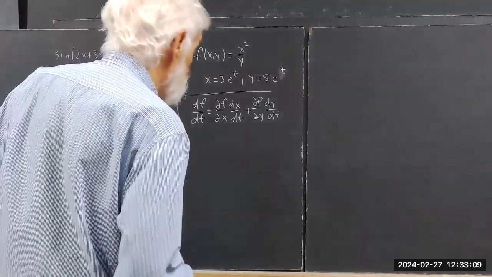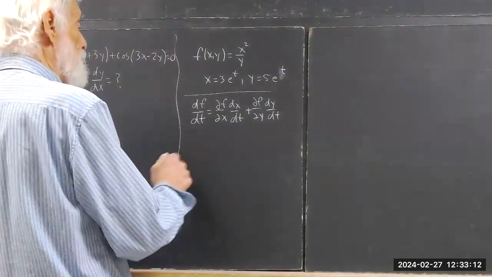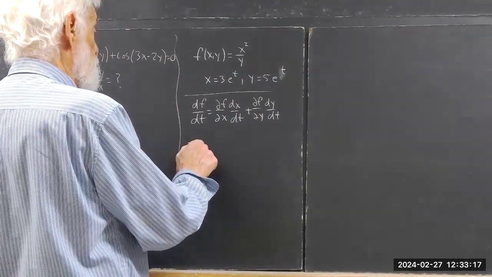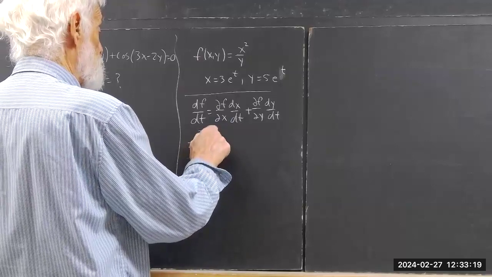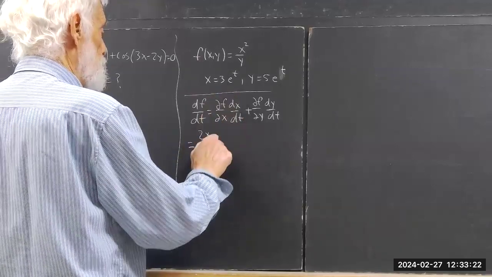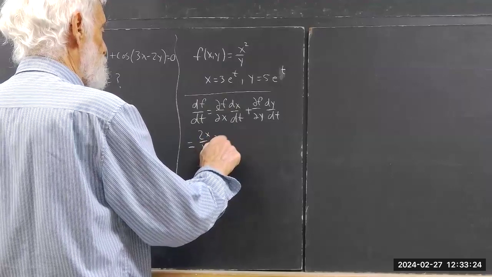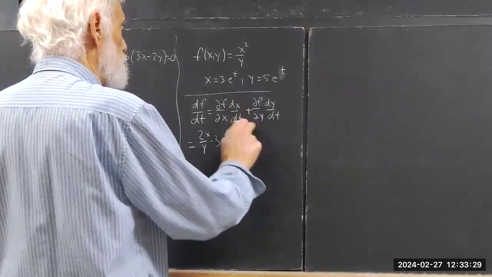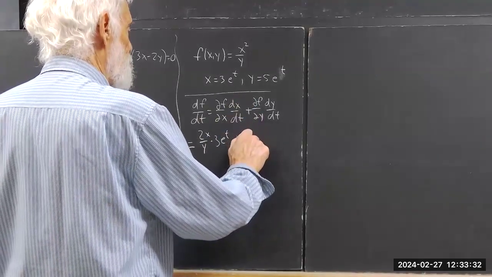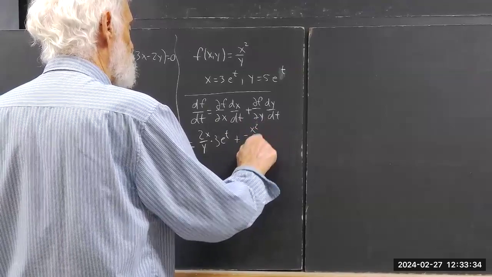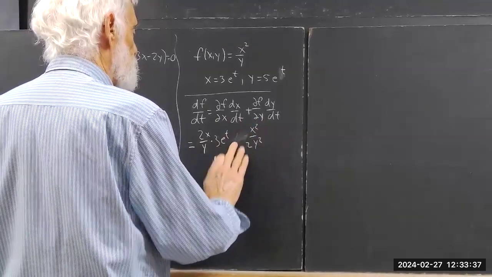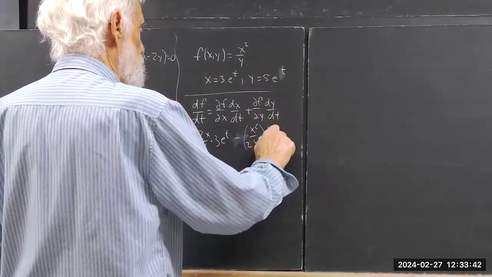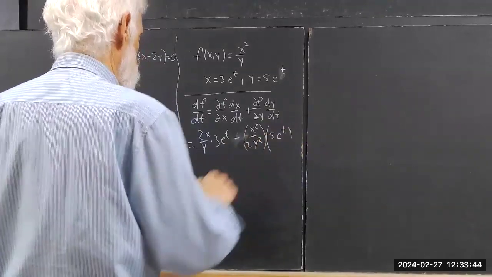Still, it's a formula. You write it out. And what I just said helps in remembering how to write out the formula. Okay, what's df dx? It's 2x over y. What's dx dt? It's 3 e to the t. What's df dy? It's negative x squared over 2y squared. So it's negative here. And dy dt is 5 e to the t.